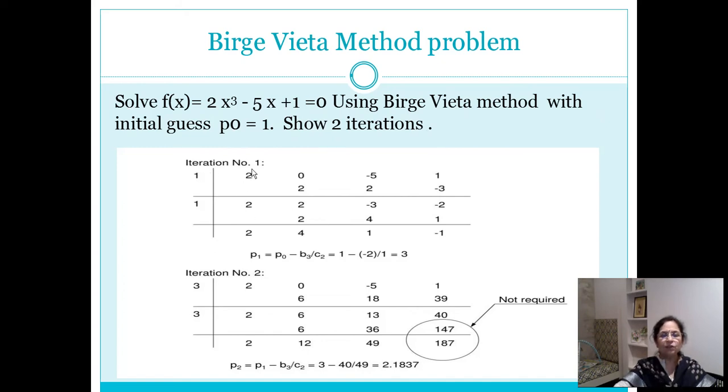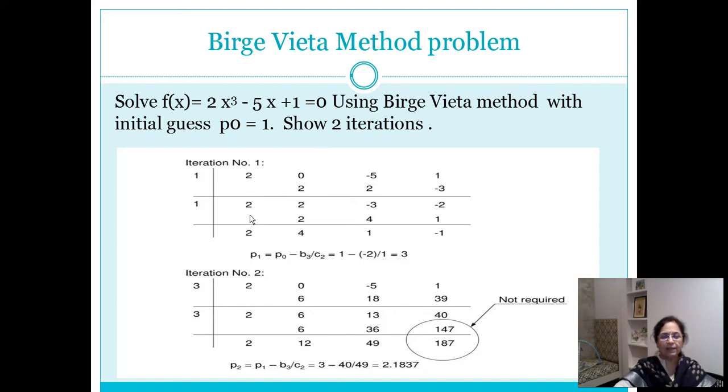You can see iteration number 1, we are taking the starting value here and the coefficients of this polynomial expression are entered here. So 2, corresponding to x square there is no coefficient, so we have entered 0, then entered minus 5 and plus 1. So these are a coefficients for the given polynomial expression. Now we can see that these are b coefficients which we are trying to calculate.